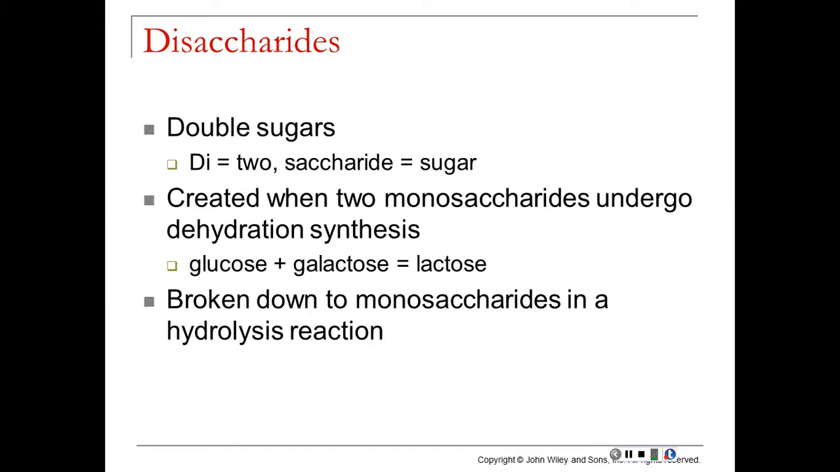Disaccharides are made of two sugars together, like glucose and galactose make the sugar lactose, which is milk sugar. Those molecules of lactose are broken down by an enzyme called lactase, and that enzyme will yield a molecule of glucose and a molecule of galactose. That's, of course, through a hydrolysis or digestion reaction.